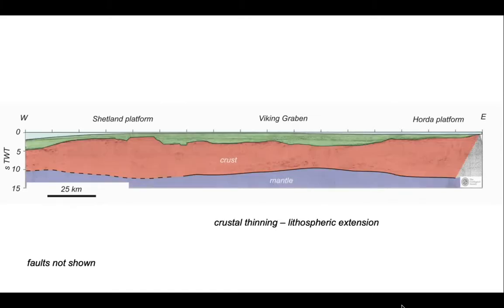Let's just add some colour, and you can see the idea that the crust under the Viking Graben is thinner than the margins under the Shetland platform and critically beneath the Horda platform and as you move towards Norway. So we're looking at evidence here of crustal thinning, presumably formed by lithospheric extension, and the Viking Graben, the sedimentary basin, deformed in this zone of crustal thinning. In this image, the faults are not shown, it's just a simple idea of crustal thickness variation.